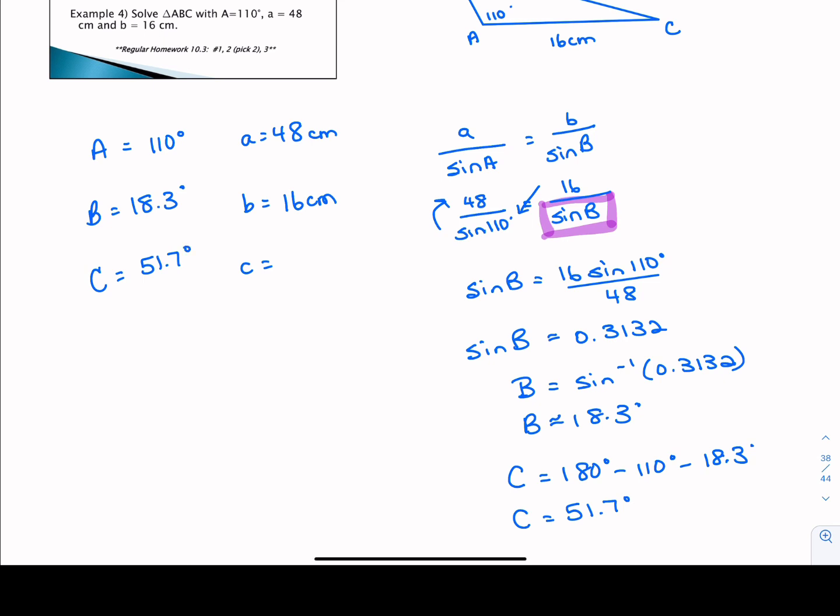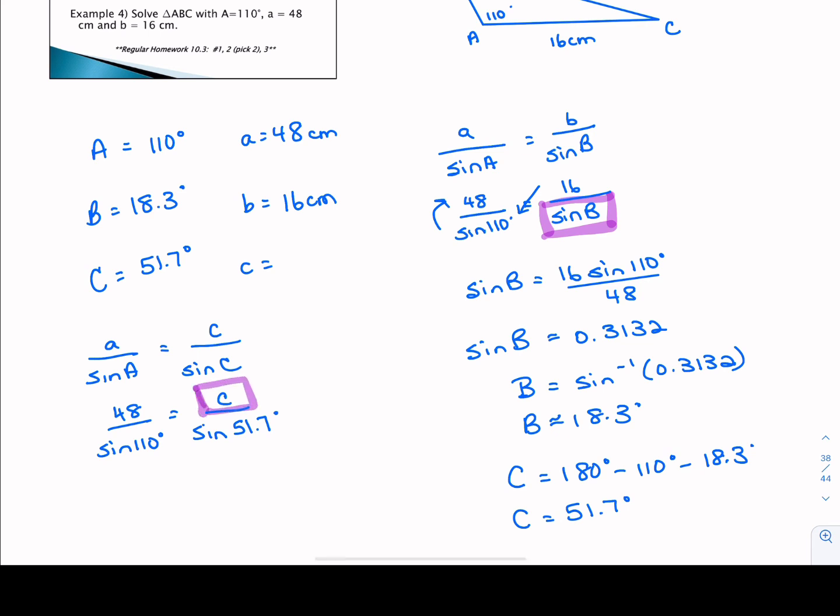We have one more piece of information to find, and once again, we can use the sine law in order to do that. I'm going to go back and choose A divided by sine A because that was our given information right from the start, and we're going to set that equivalent to C divided by the sine of angle C. So from here, we know A is 48 units. We have the sine of 110 degrees in the denominator here because that's the sine of angle A. We're going to be finding side length C, but we know that the angle measurement for C is 51.7 degrees. So we have C divided by the sine of 51.7 degrees.